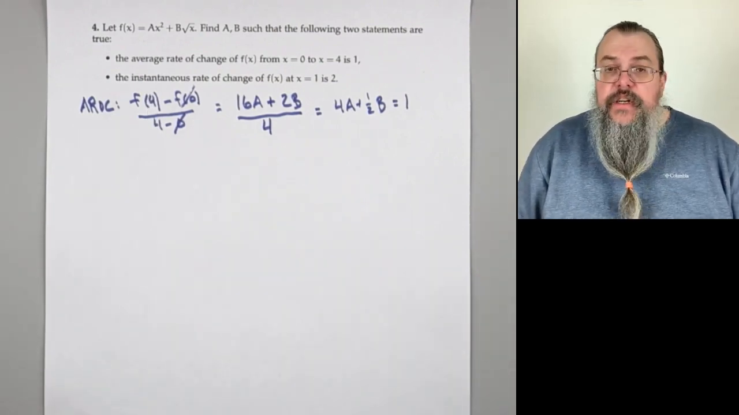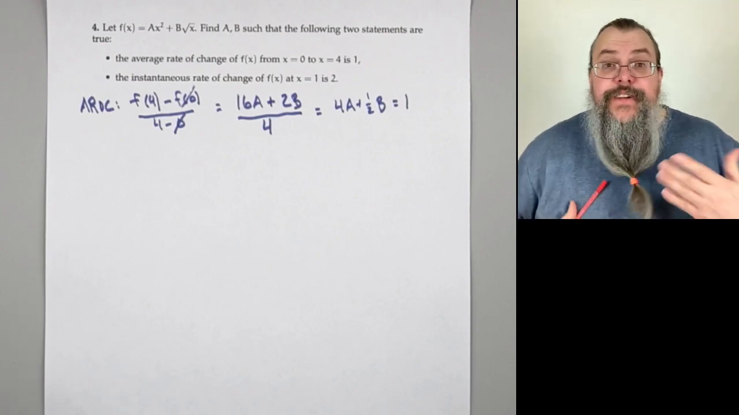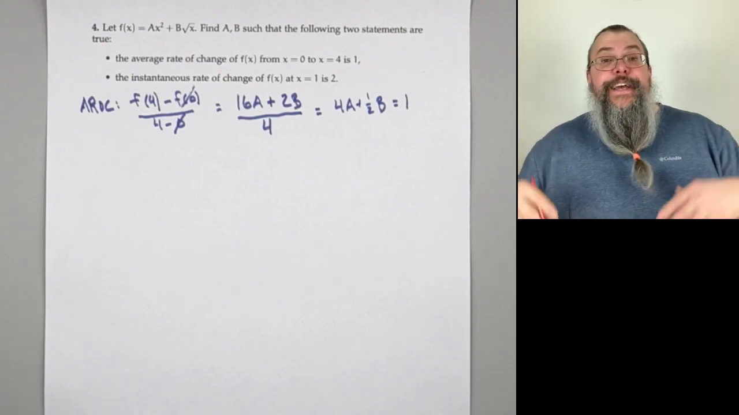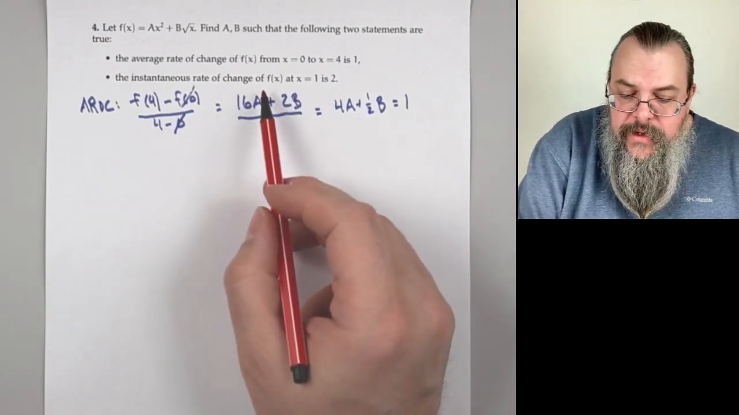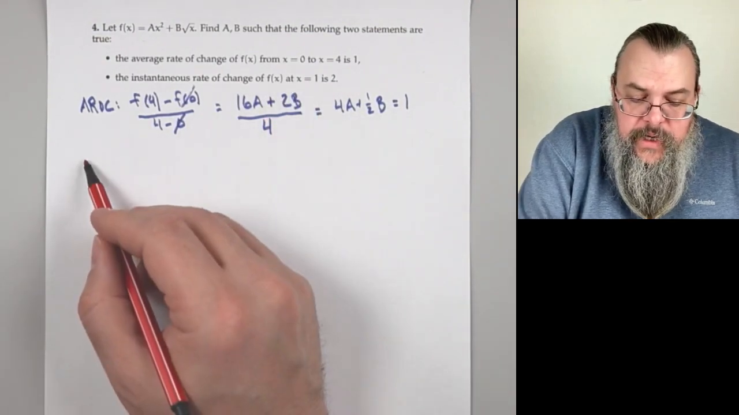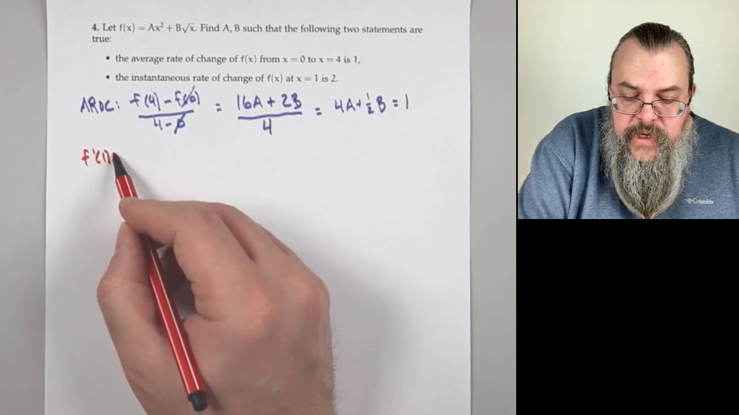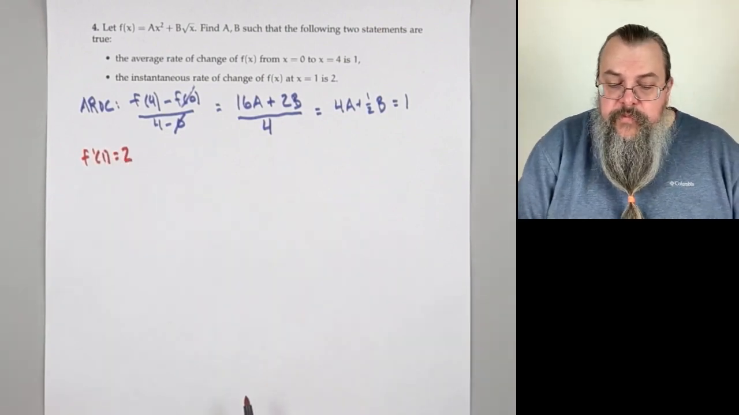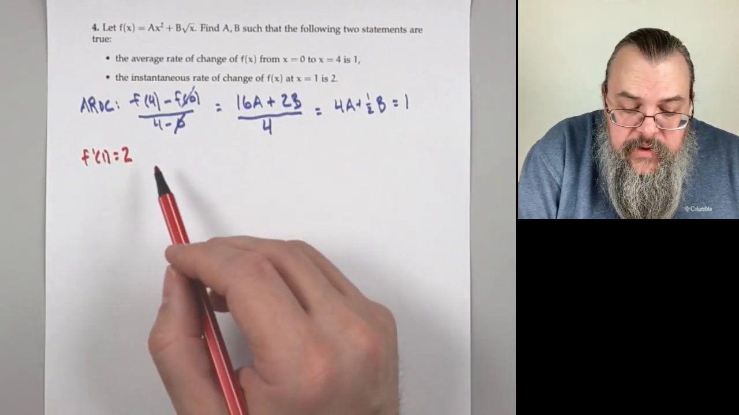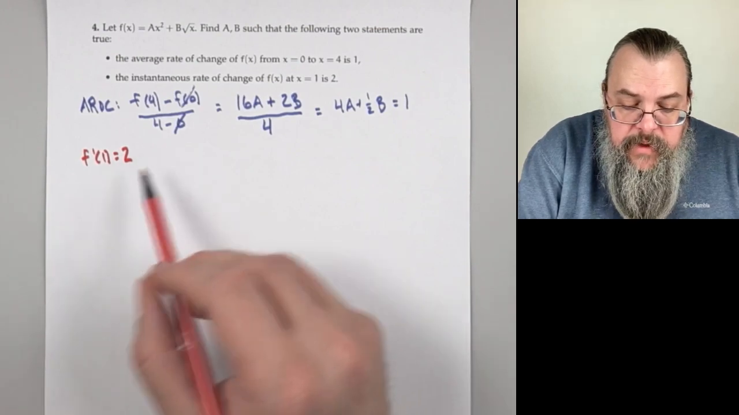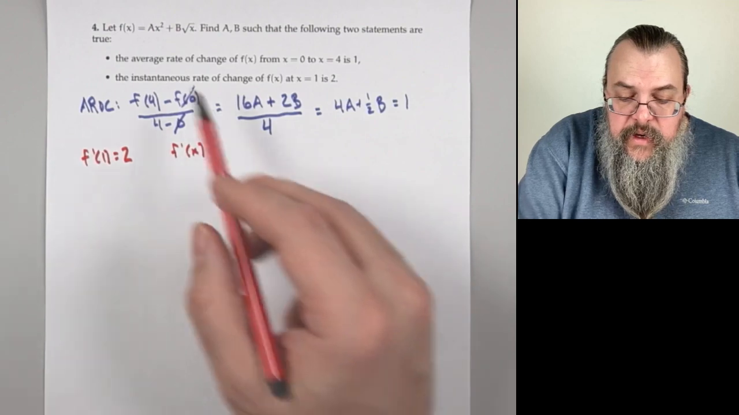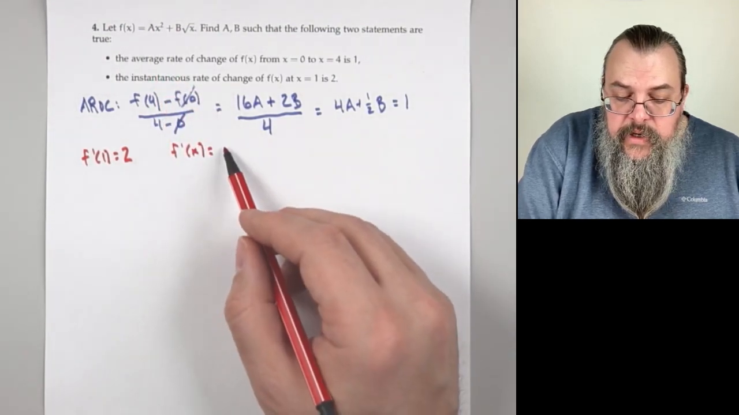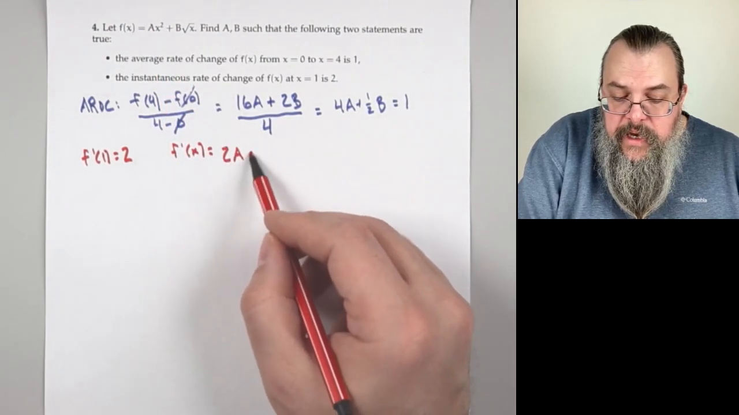We'll switch colors here. Instantaneous rate of change has another name, aka derivative. So we want the instantaneous rate of change at 1 is 2, so we want f prime of 1 to equal 2. Okay, so let's talk about f prime. In general, we have that f prime of x is the derivative of x squared. It's 2x, so it'd be 2ax.